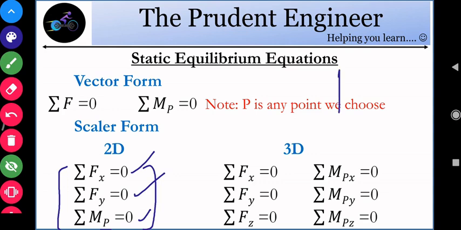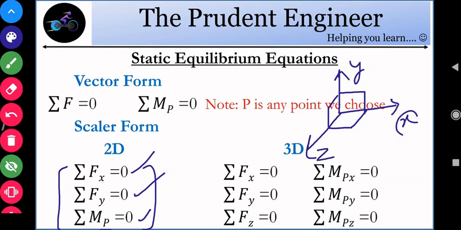Now if we talk about 3D, the equations change to 6. In 3D we will be having 6 different equations, because now we have moments not only about the z axis but about the x and y axes also. So we'll have the sum of forces in the x direction, y direction, and z direction equal to 0. That is the first case. And the sum of the moments about the x axis, about the y axis, and about the z axis has to be equal to 0. So that is the form of static equilibrium equations.